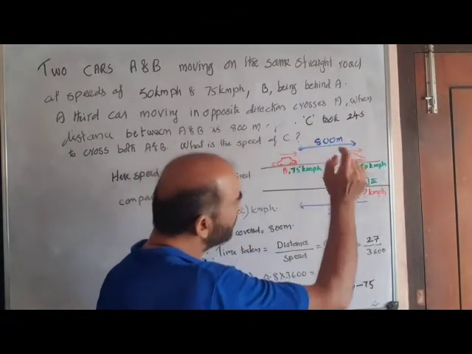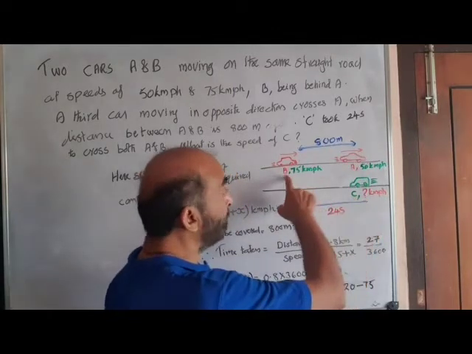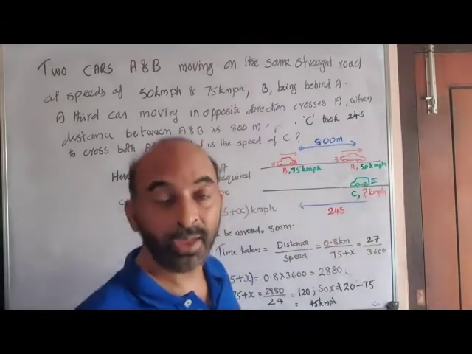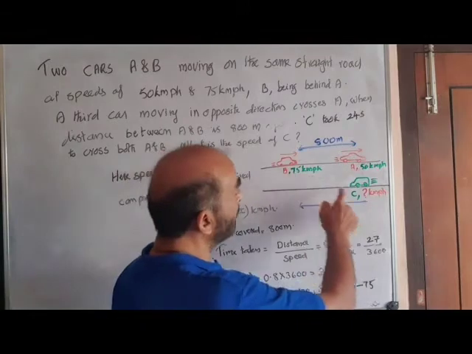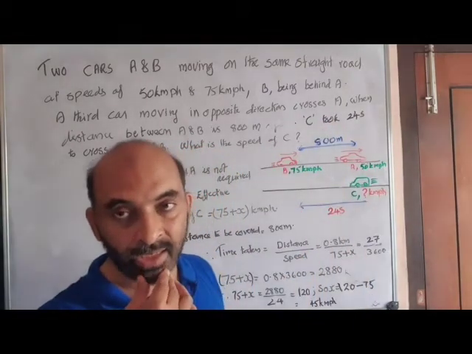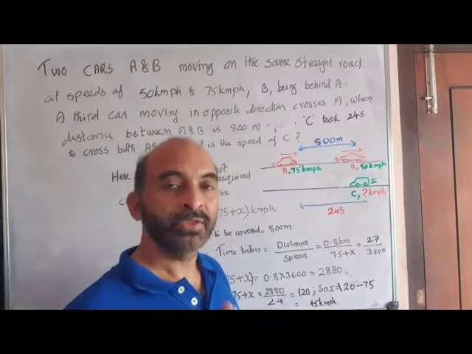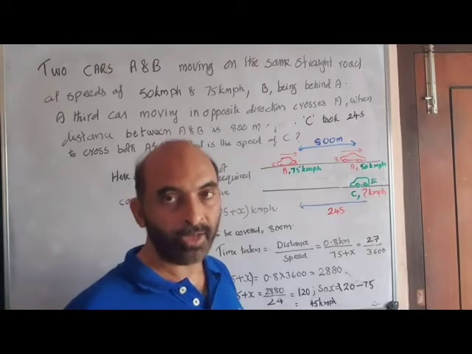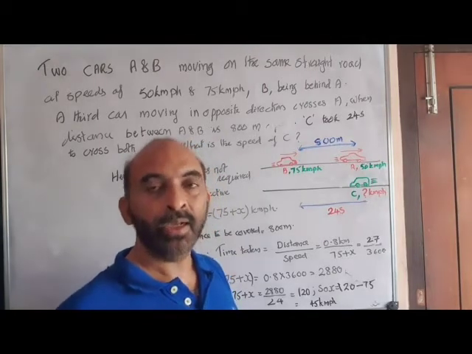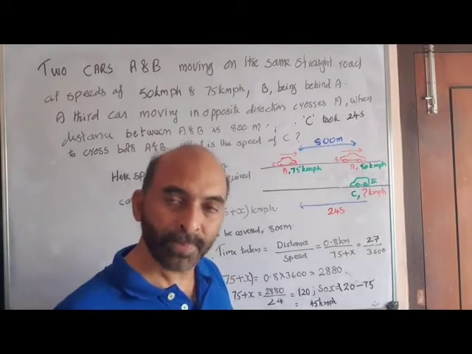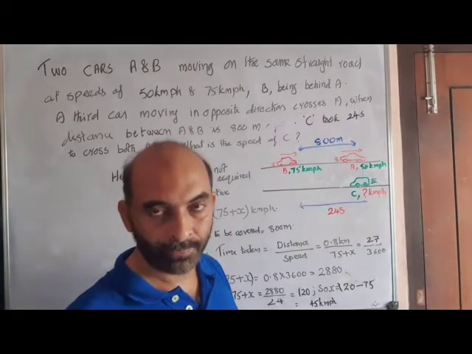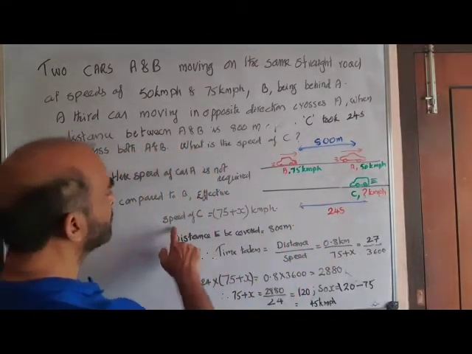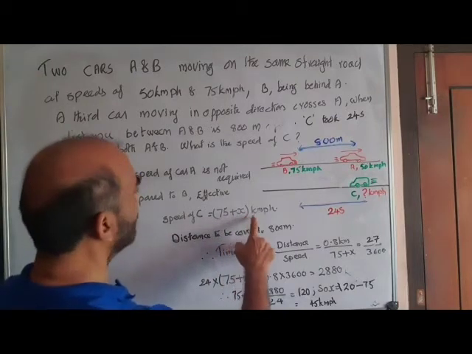What is the effective speed if B is considered to be static and the speed of C is x kilometer per hour, which has to be determined? 75 plus x, since they are traveling in opposite directions. So to cover 800 meter or 0.8 kilometer at speed 75 plus x kilometer per hour, the time taken is given as 24 seconds. So now it becomes simple.